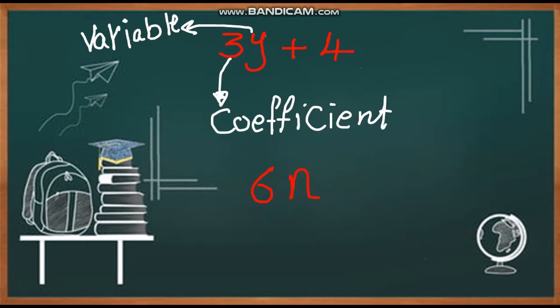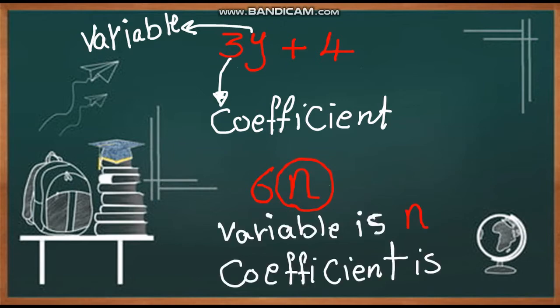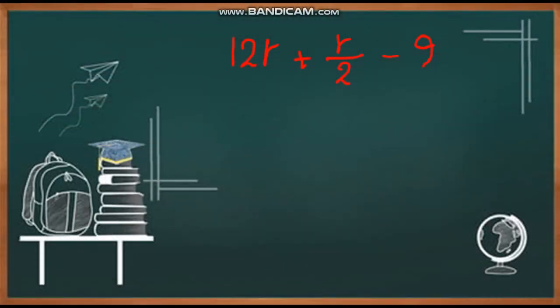Can you identify the variable and the coefficient in this expression? The variable here is the unknown quantity, which is n. And the coefficient is the number that is multiplied by a variable, which is 6.